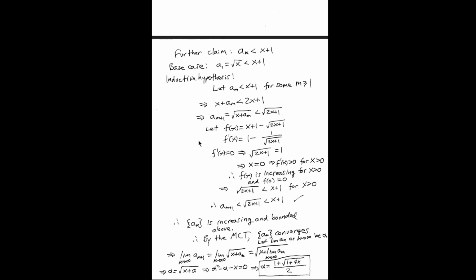Well, let's let f of x equal x plus 1 minus the square root of 2x plus 1. Then f prime of x will equal 1 minus 1 over the square root of 2x plus 1. And we want to find out where f prime is 0. So f prime of x equals 0 will imply that the square root of 2x plus 1 must equal 1. Obviously, this has to be 1 here for this thing to be 0. Well, this implies that x has to be 0.